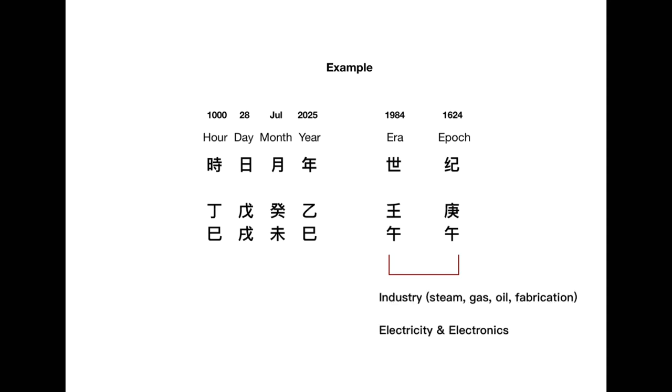The strong Wu energy since 1624 has brought about the Industrial Revolution, as well as steam and the advent of gas and oil and fabrication. It's also, since 1984 specifically, really fostered an explosion in electricity and electronics. That's the big one, electronics. And so we're seeing more and more factories producing electronics, more and more electronics being part of our daily life. For those of you that might not be aware, fire is the element associated with electricity and electronics.